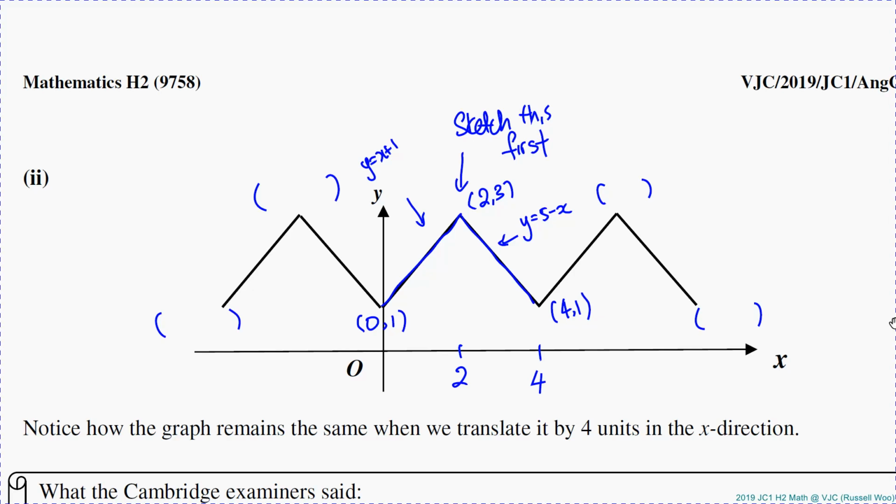Okay, quickly check answer. Now, this is a translation. The period is 4 units. So therefore, this must be 6, 3. This must be 8, 1. This must be minus 2, 3. Sorry, there's no bracket here. And then this is minus 4, 1. All okay? All good? Very good.